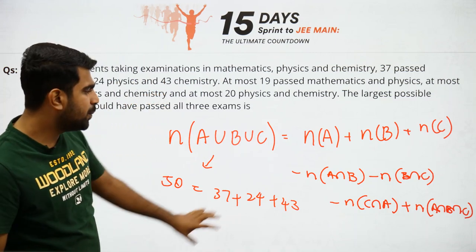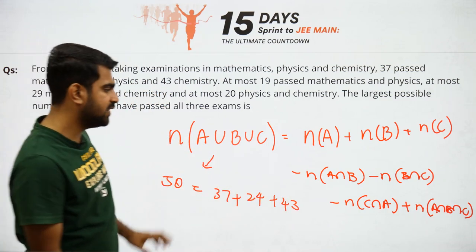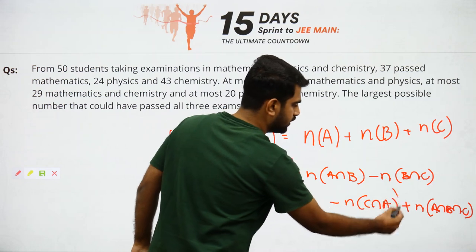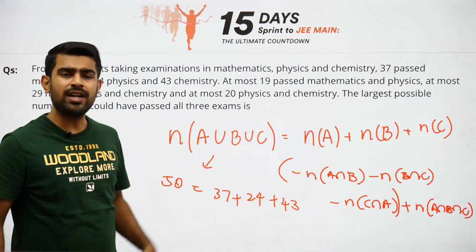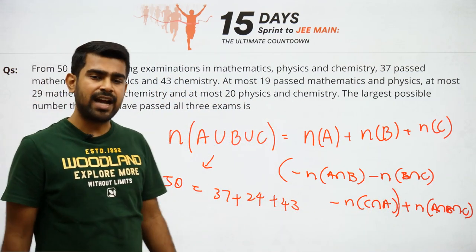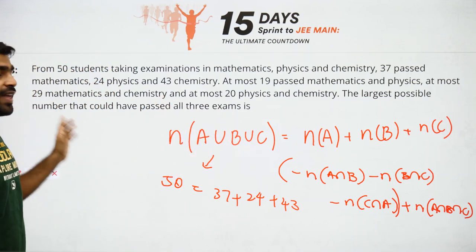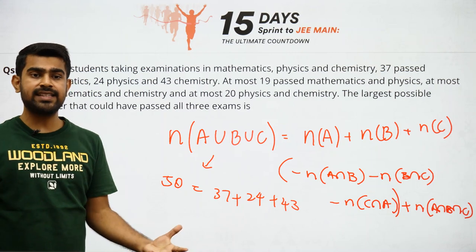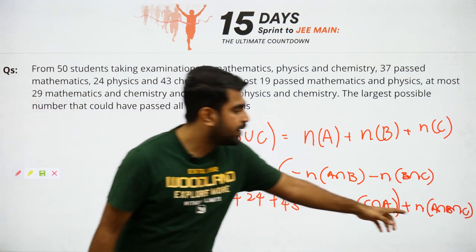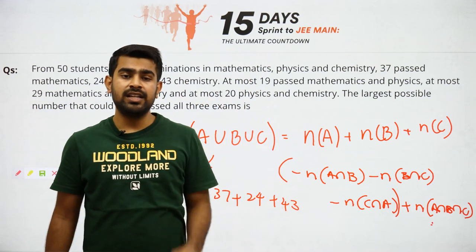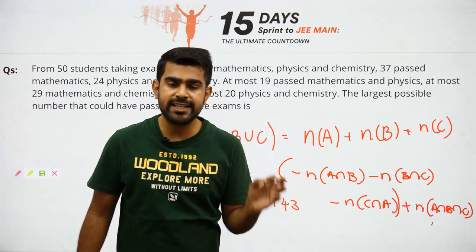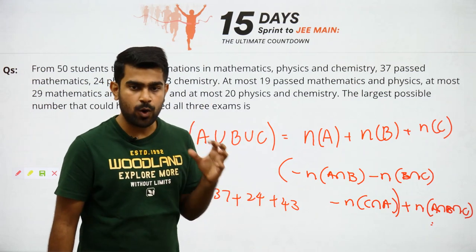Now, can I bring everything to the left hand side? I will keep these terms as they are. What is the ultimate aim? Our ultimate aim is to find the largest possible number that could have passed all three exams. That means I am interested in n of A intersection B intersection C. That is what I want to find.